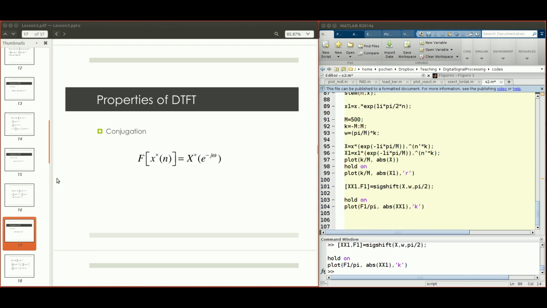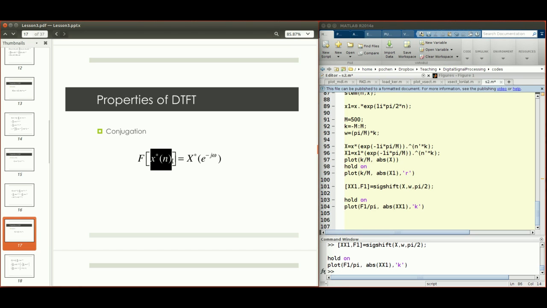Now let's look at another property of the discrete Fourier transform, which is the conjugation property. We have to be careful about this particular formula here, because conjugation might be an operation that you are not exactly very familiar with at this point yet. But let's try to understand it still.